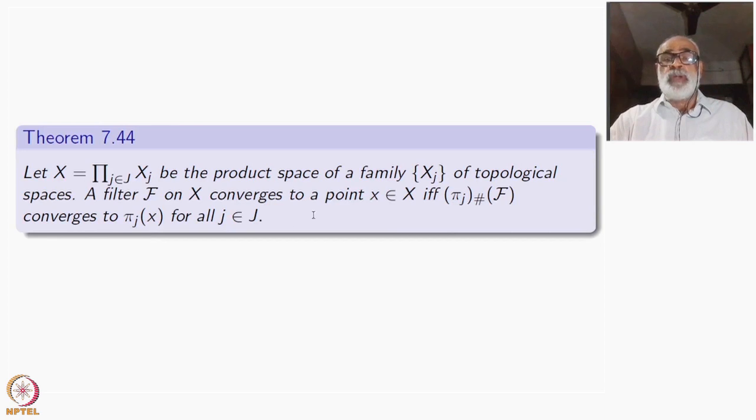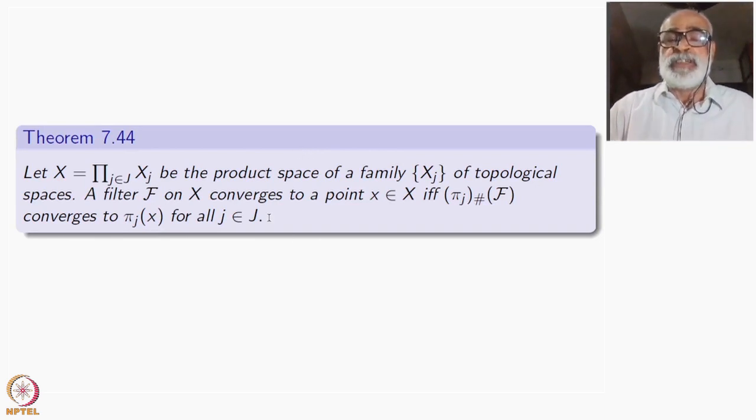So, this is if and only if. One way we have already seen, namely because the pi_j's are continuous functions, the general statement we have proved: if F converges to x, then f check of F converges to f(x). That we have already seen. So, we have to see only the converse part.